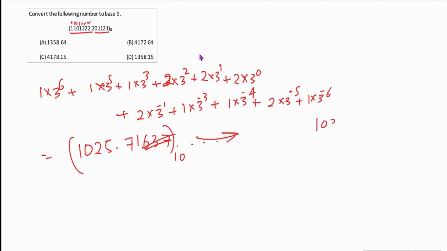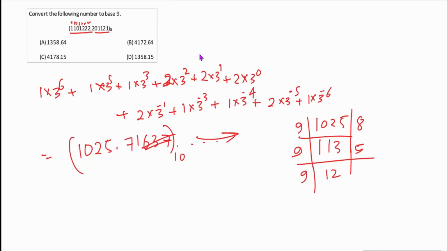For the integer part 1025, you need to divide it by 9. I'm getting 113, and the remainder is 8. Again, if you divide by 9, you will get 12, and the remainder is 5. Again, if you divide by 9, you will get 1 and 3. So I can say that the conversion of this one is 1358, because I need to write in this manner.